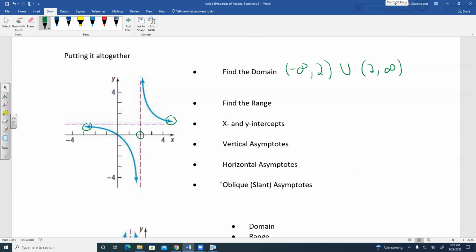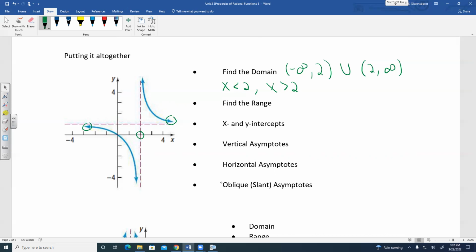If I'm using inequalities, we could say x is less than 2, and the other inequality would be x is greater than 2 using inequalities. So that would be the areas where the domain exists.